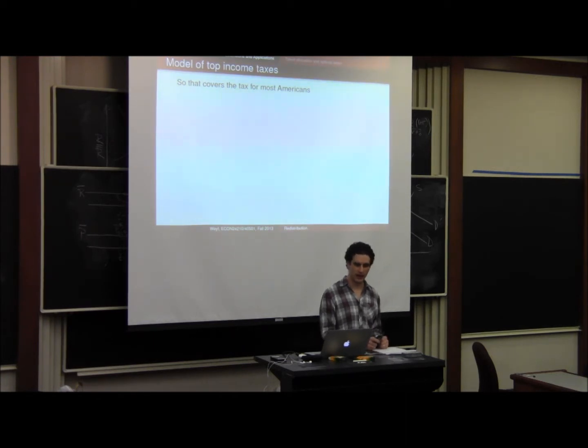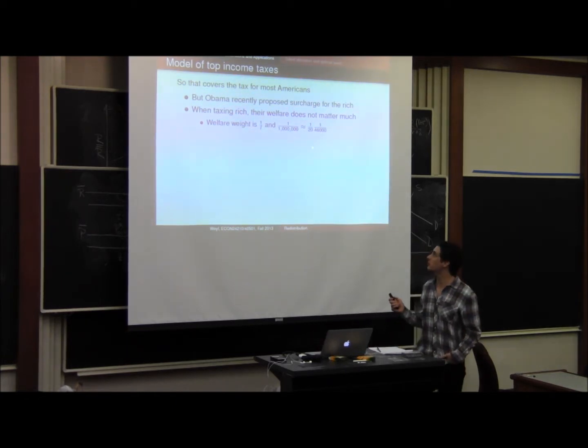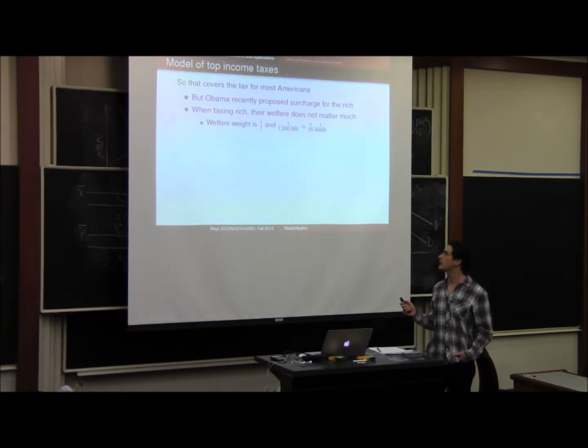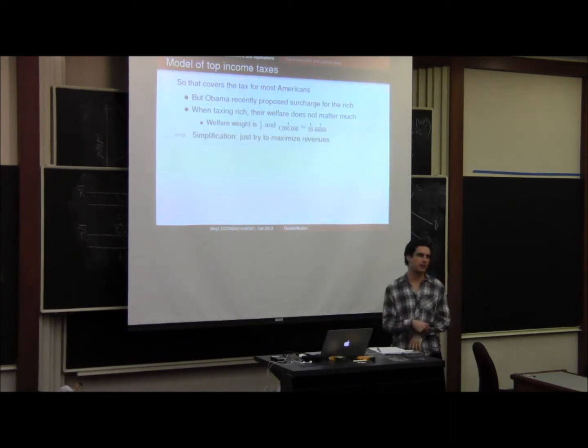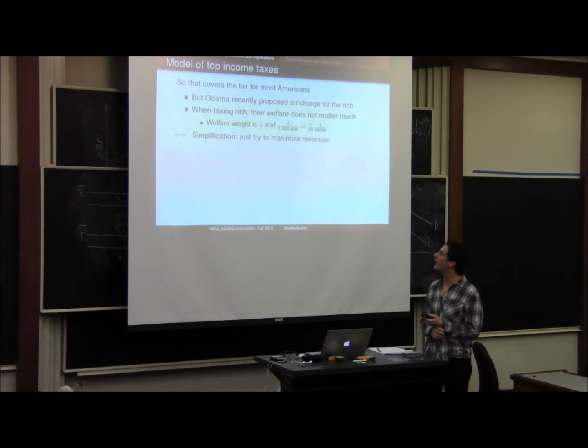Okay, so that's going to cover the taxes that we charge to most Americans, the stuff that's relevant through the main part of the income distribution. But Obama, not so recently now because these slides are slightly old, has for years been proposing a surcharge on the super rich. Let's say those are people earning above $1 million. An important thing to note is that the social welfare weight on these people is tiny compared to most Americans. The weight on someone earning $1 million is 1/20th of the weight of someone earning 46K. So as a simplification, all we want to do is extract as much revenue as we can from these people.